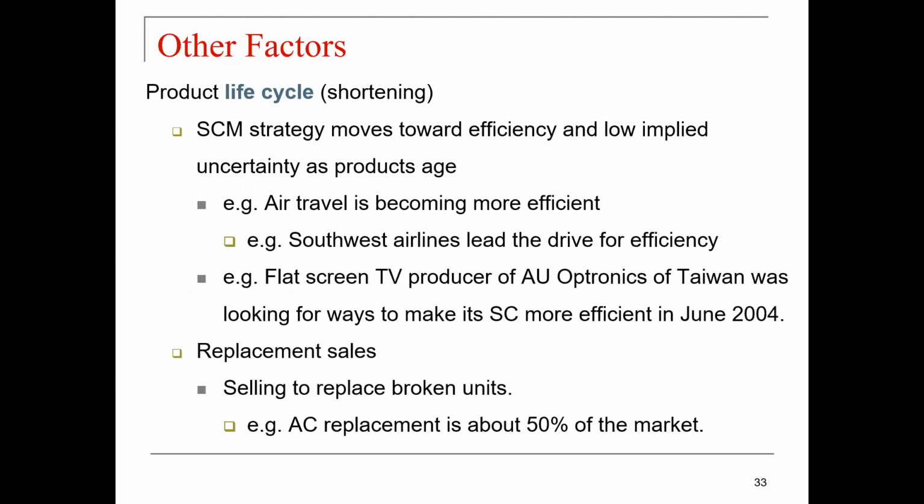Other factors: the product life cycle. Supply chain management strategy moves toward efficiency and low implied uncertainty as the product ages. So for example, air travel is becoming more efficient. Southwest Airlines leads the drive for efficiency. A flat screen TV producer of Taiwan was looking for ways to make the supply chain more efficient in 2004. Replacement sales, selling to replace broken units. For example, AC replacement is about 50% of the market.